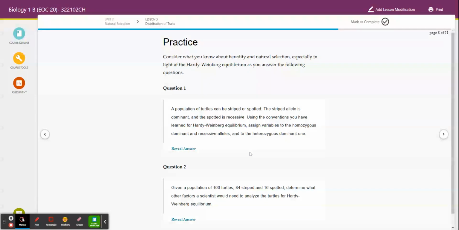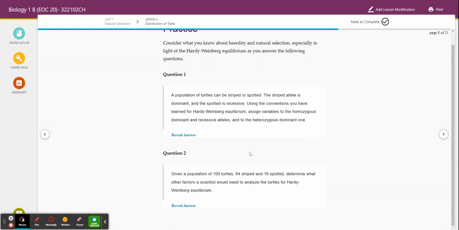Practice. Consider what you know about heredity and natural selection, especially in light of the Hardy-Weinberg equilibrium, as you answer the following questions. A population of turtles can be striped or spotted. The striped allele is dominant and the spotted is recessive. Using the conventions you have learned for Hardy-Weinberg equilibrium, assign variables to the homozygous dominant and recessive alleles and to the heterozygous dominant one.